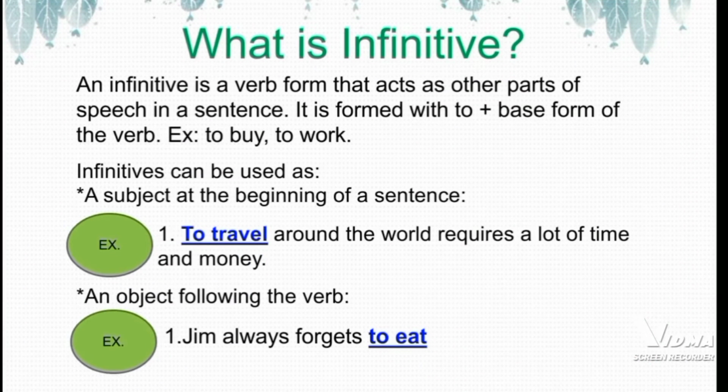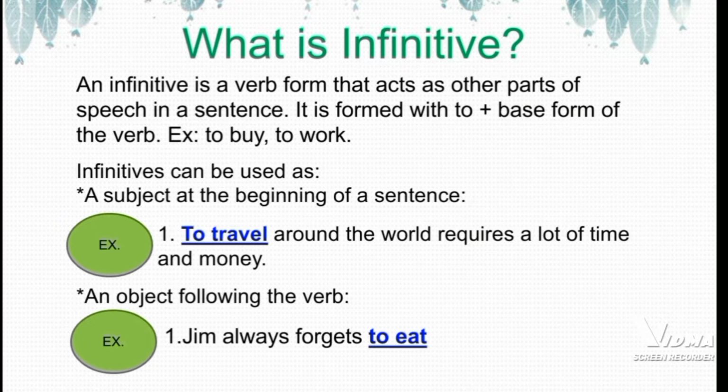An infinitive is a verb form that acts as another part of speech in a sentence. It is formed with "to" plus the base form of the verb. For example, to buy and to work. Infinitives can be used as the following. Sometimes infinitives are used as a subject at the beginning of a sentence. For example, to travel around the world requires a lot of time and money.